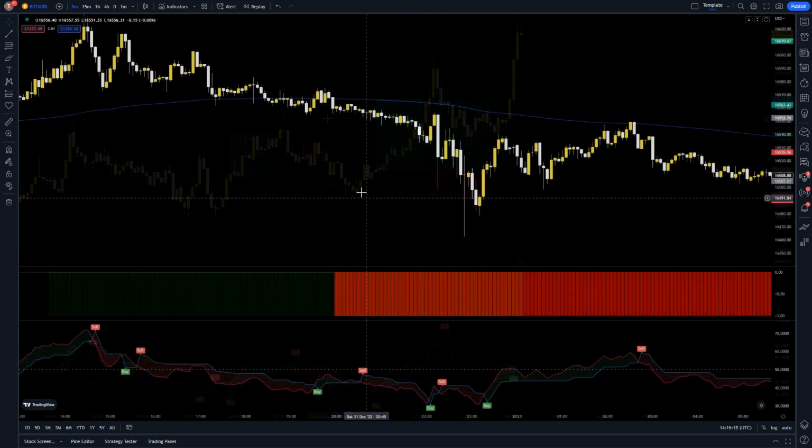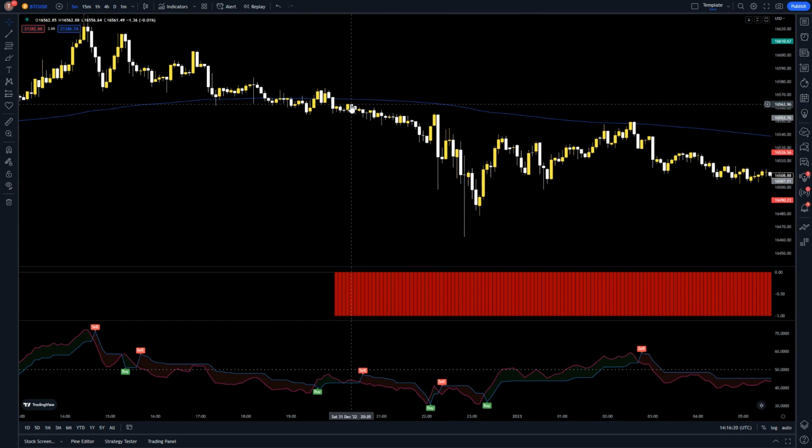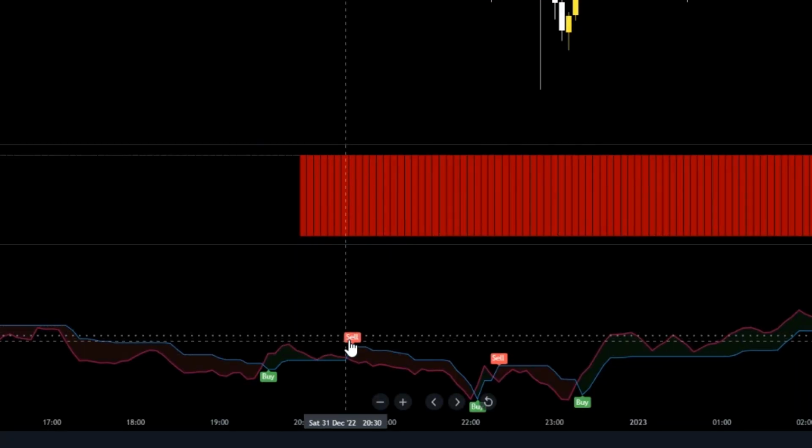Lovely. The opposite applies for a sell, so we want to make sure that price is below this blue line right here, which is the 200 EMA. That means that it's safe for us to trade. Secondly, we want to see that the trend alert down here is red. And then finally, the QQE down here must paint a sell signal, and there's one right here.